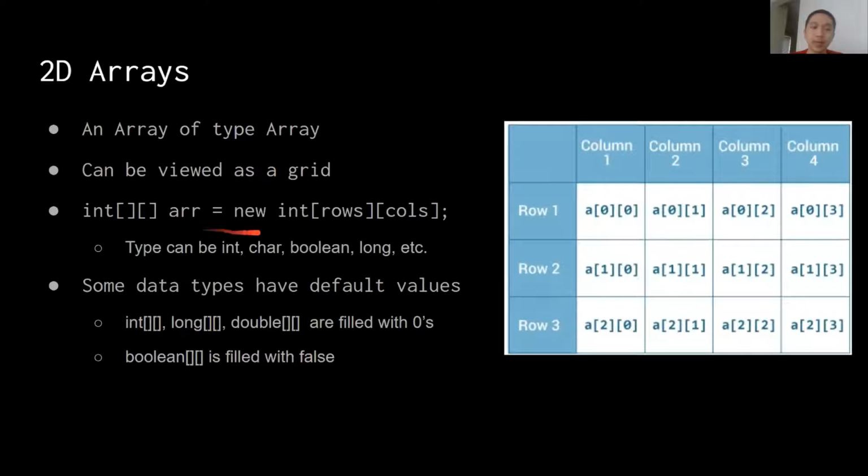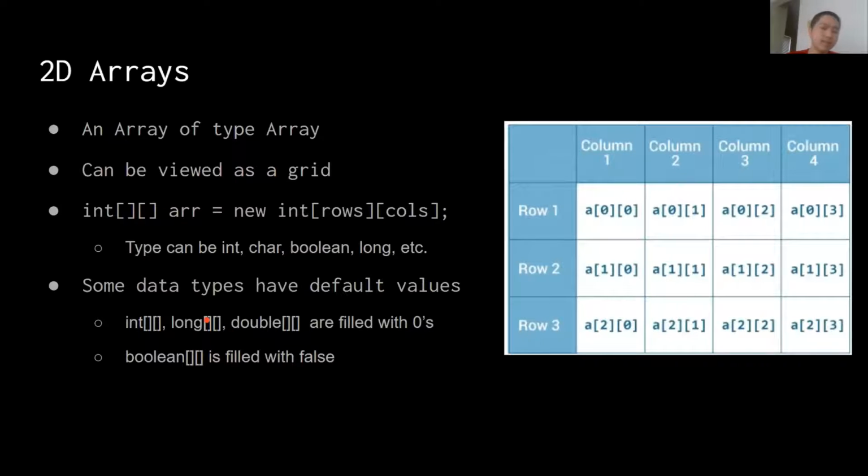So I'm making a 2D array here. You use two brackets instead of one. You would write int, then whatever name for your 2D array, equals new int, with the number of rows and number of columns. Your type could be int, char, boolean, long, pretty much anything you want. And so you can see here, you have rows and you have columns, right?